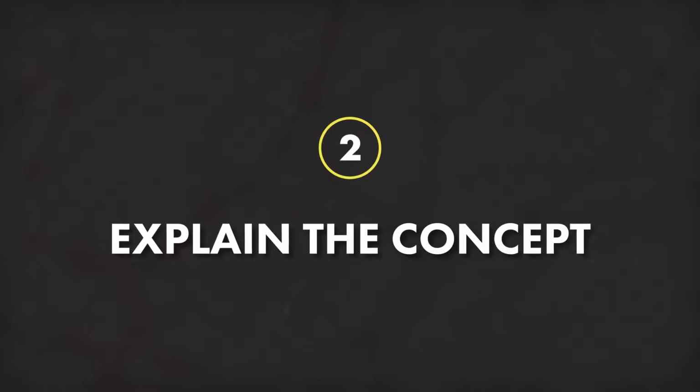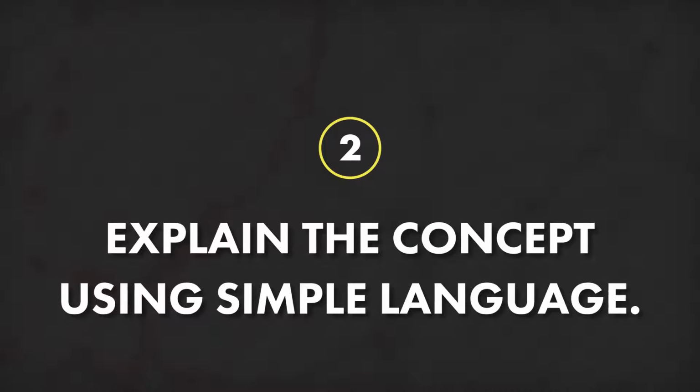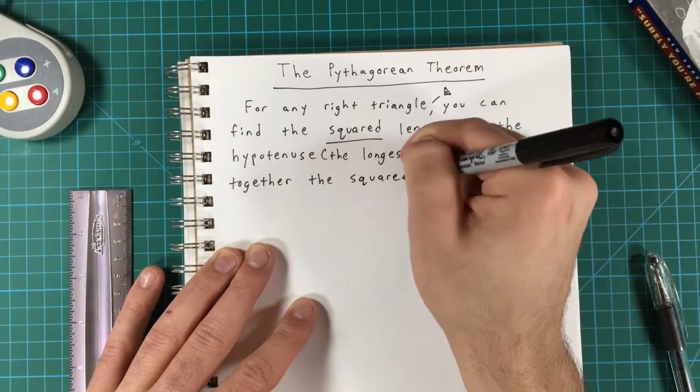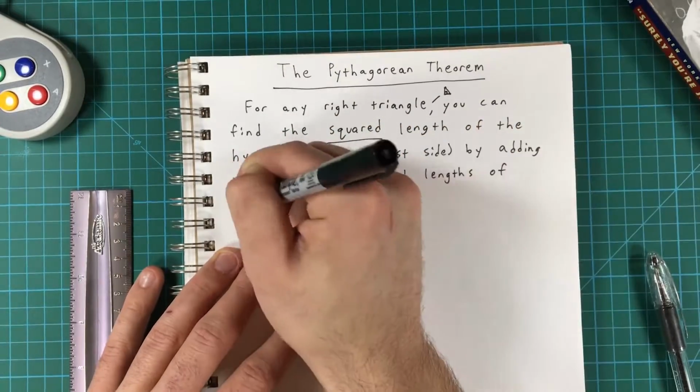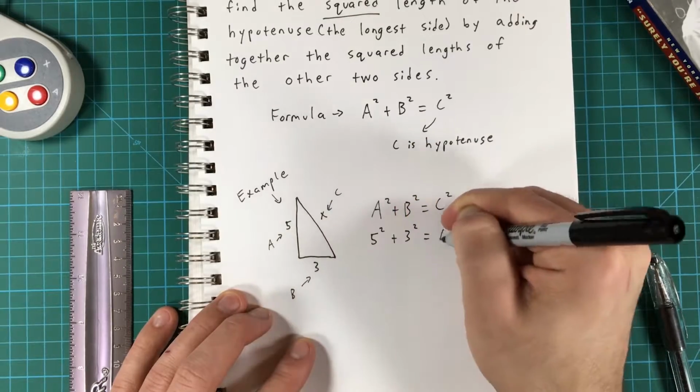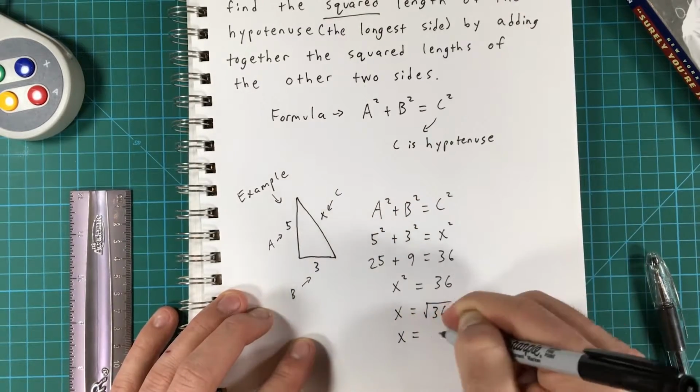Step 2 is to explain the concept and to do it in simple, plain English, or French, or really whatever language you happen to speak. But the idea here is to do it in a way that's easy to understand, as if you were teaching someone else. And don't just settle with defining the concept either. Also work through examples and make sure that you're able to use the concept in practice as well.